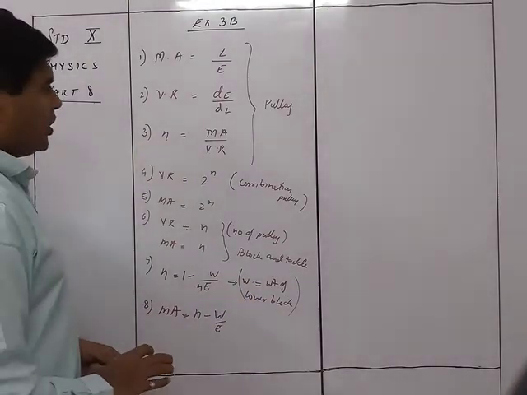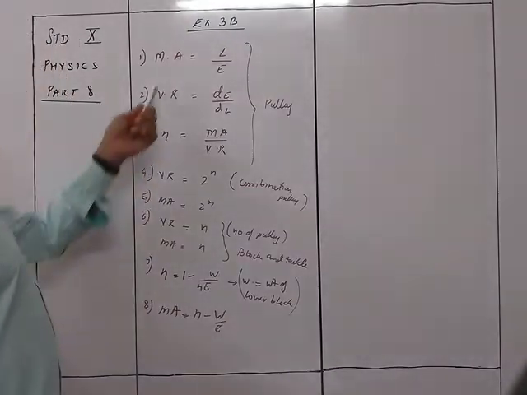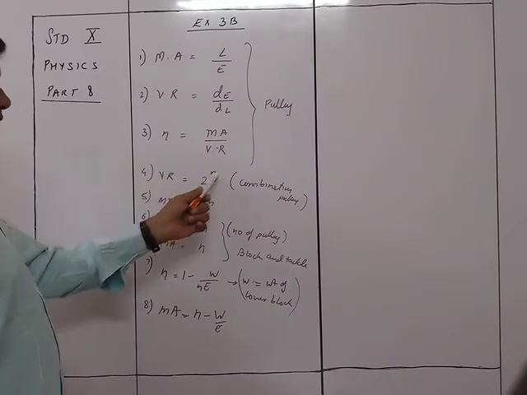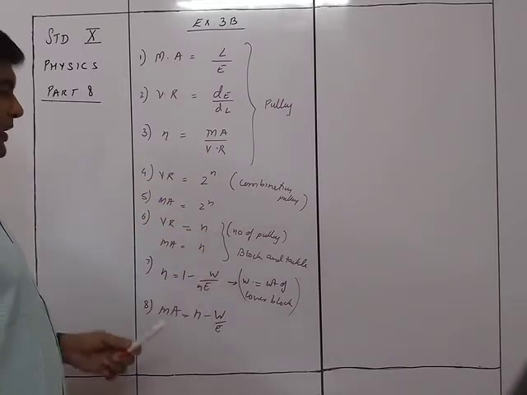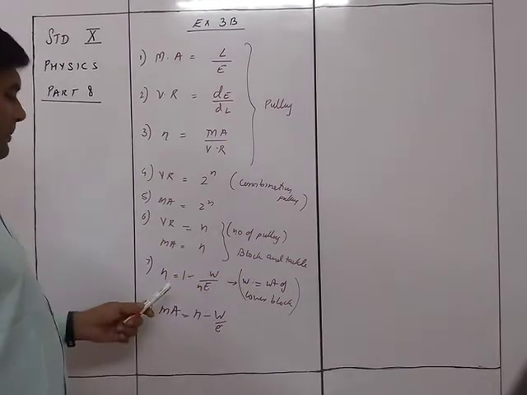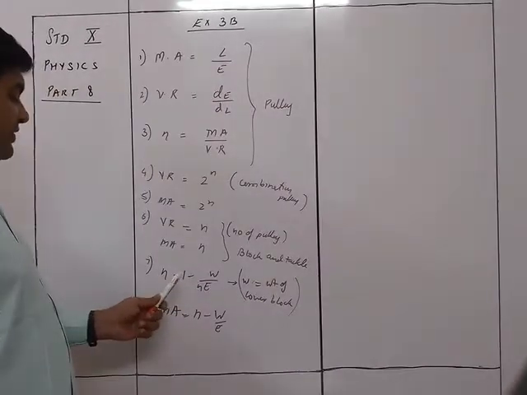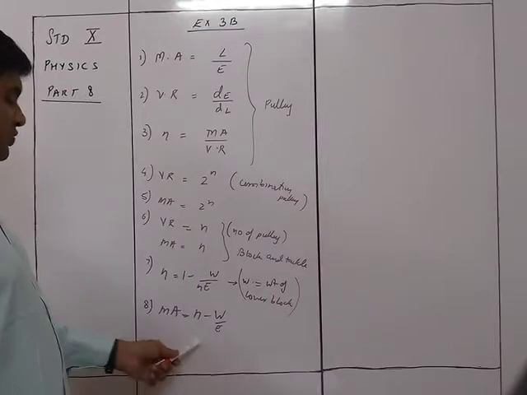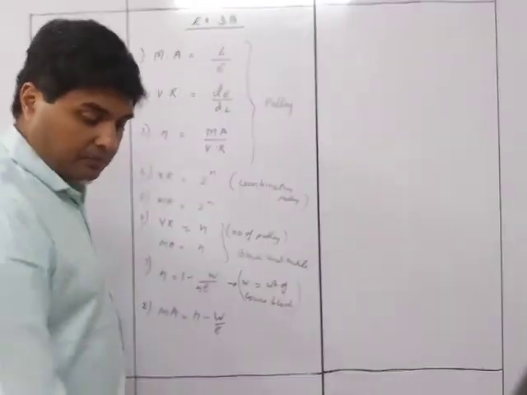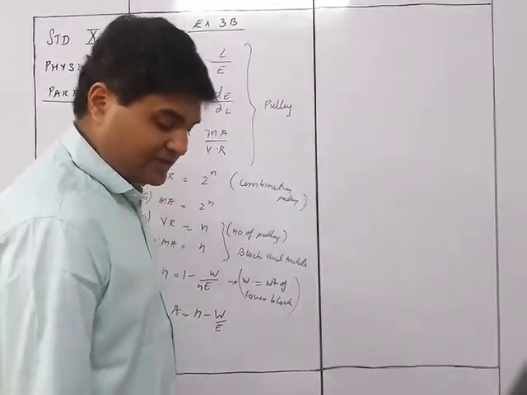So normally these are the formulas: MA is equal to load upon effort, VR is equal to effort distance upon load distance, efficiency is MA upon VR, VR is 2 raised to n and MA is 2 raised to n for a combination pulley, and VR is equal to n and MA is equal to n for a block and tackle system. But if we take W as the weight of the lower block of the pulley, then efficiency is 1 minus W upon NE and MA is equal to n minus W upon E. So this was the different formulas to be used. Let's start with the exercise now.